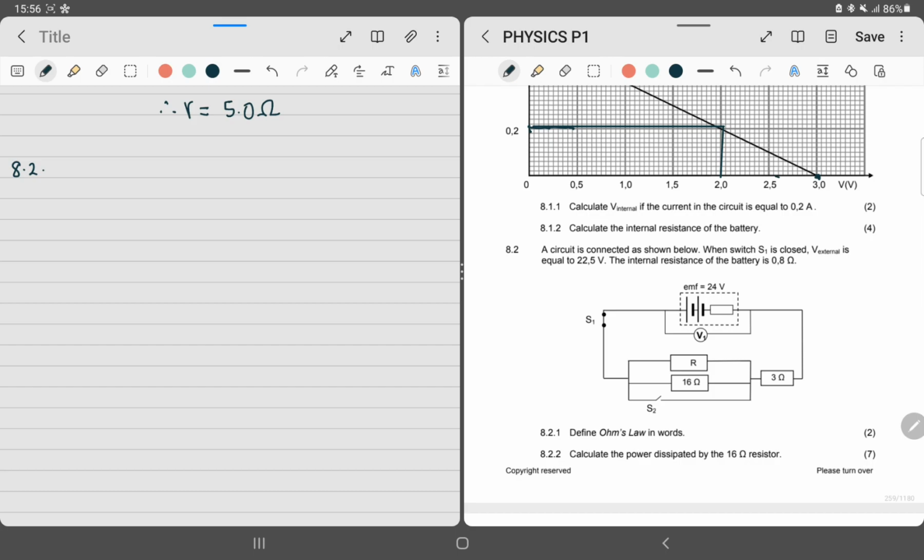8.2. A circuit is connected as shown below. When switch S1 is closed, V external should be equal to 22.5 volts. The internal resistance of the battery is 0.8 ohms. And the value of the EMF is 24, right there.